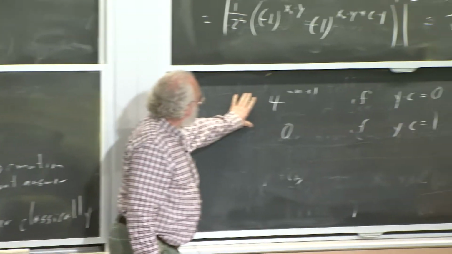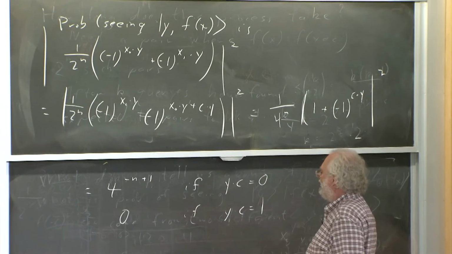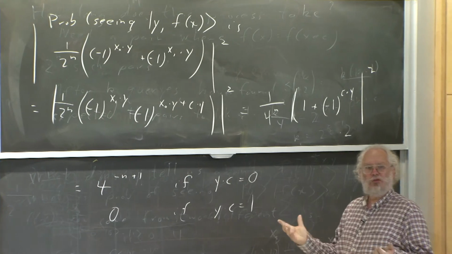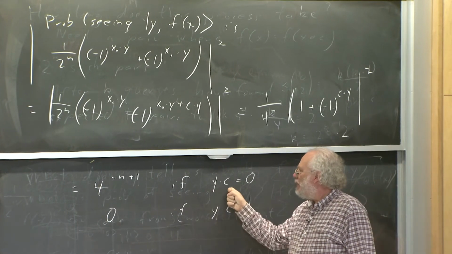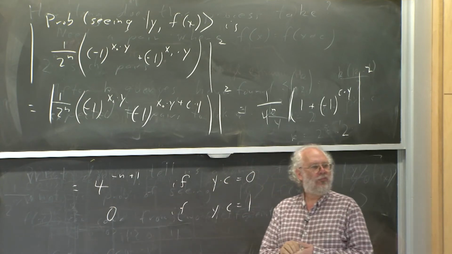OK, so this is what we get. We get a y such that y is perpendicular to c. And we get a random y that is perpendicular to c, since all possible y's have equal probability. Good?